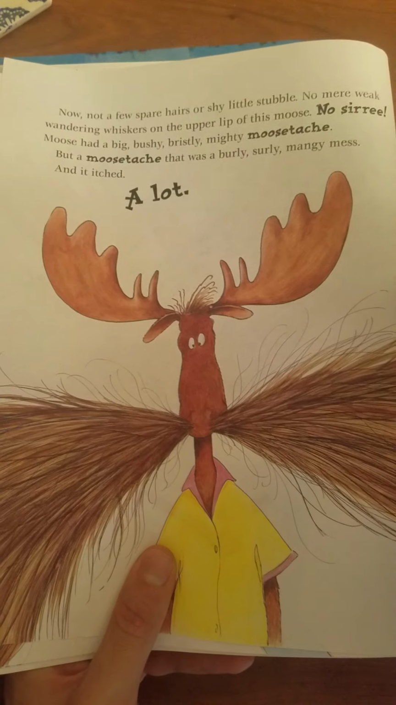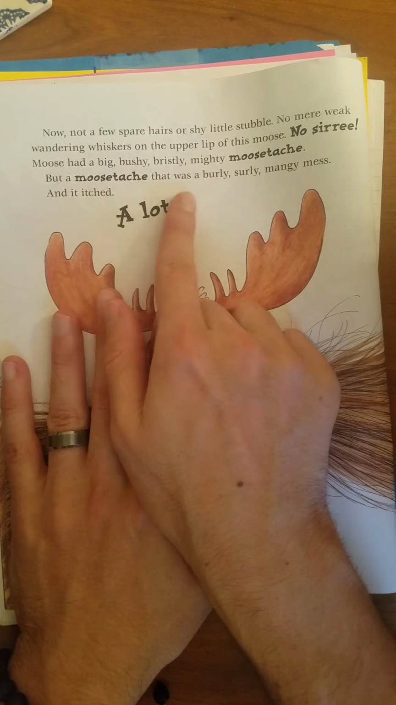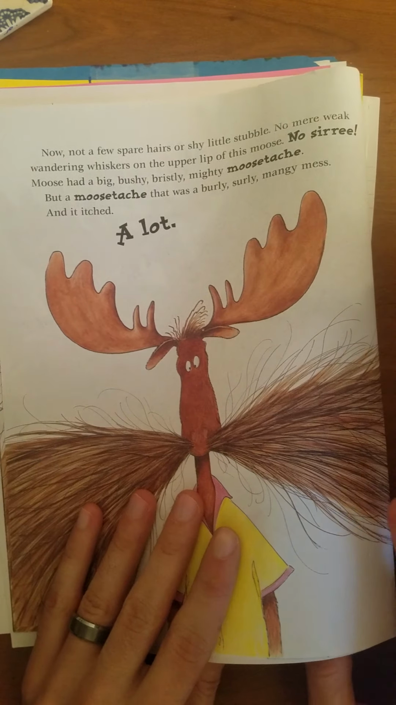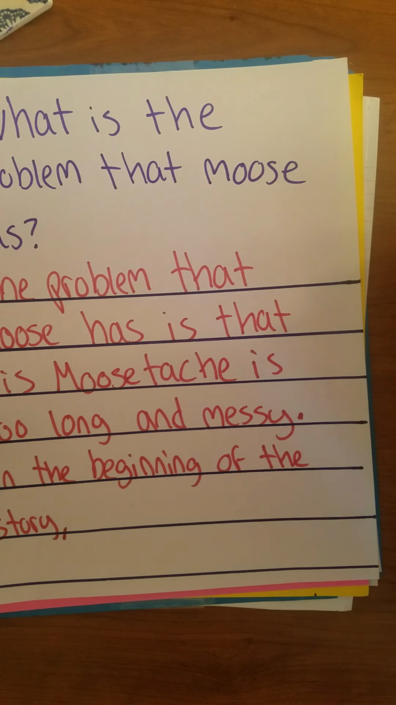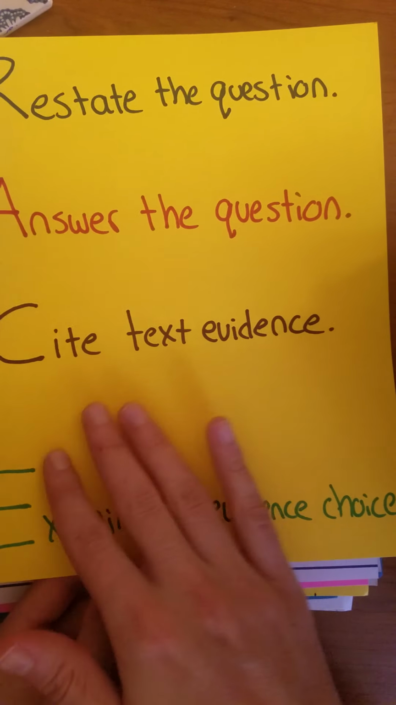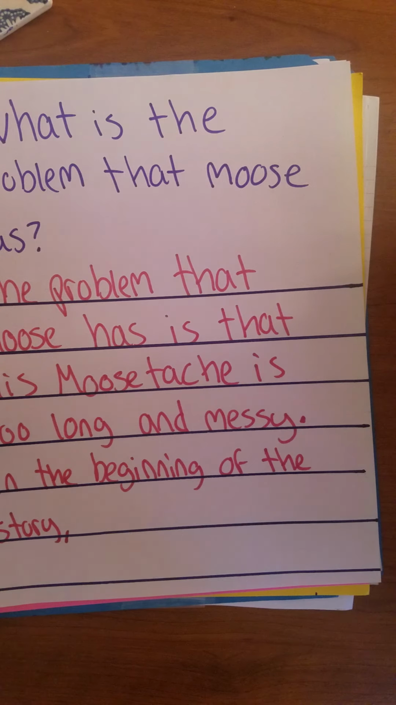So for my explanation, I think I'm going to include this last part here, that it itched a lot. Because for me, that would probably be the biggest problem if I had a big moustache. I wouldn't want it to be itchy. So I'm going to add my E, going to explain how my text evidence, the beginning of the story, helped me answer the question. What is the problem that Moustache has?